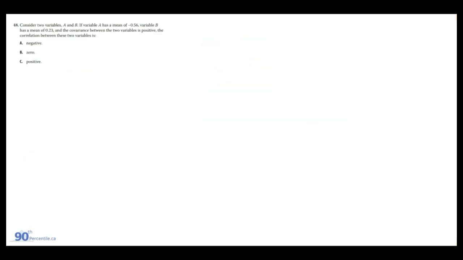48, last question in this module, talking about correlation again. So we have two variables A and B. If variable A has a mean of negative 0.56, variable B has a mean of 0.23, and the covariance between the two variables is positive, the correlation between these two variables is negative, 0, positive.